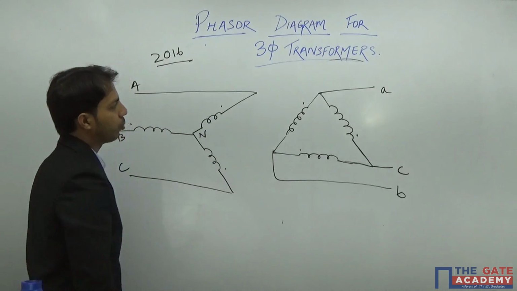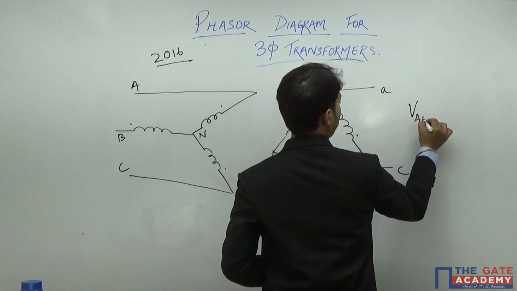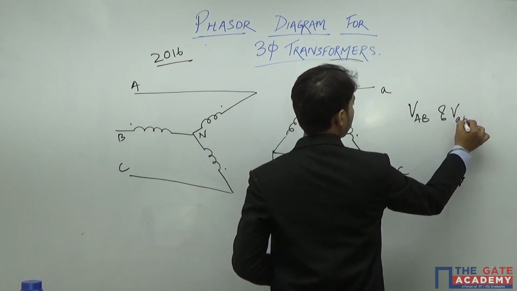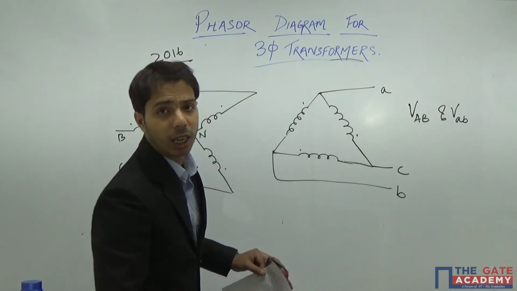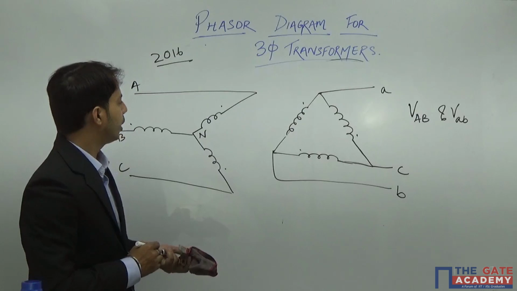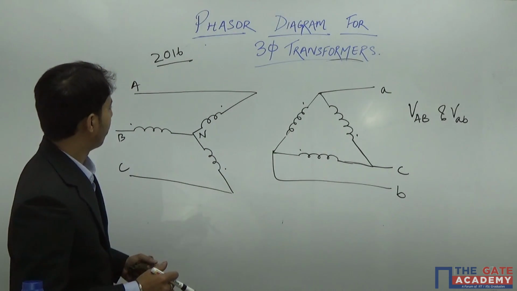And now the question is, what is the phase difference between V_AB and V_ab? That means the phase difference between the line voltages of primary and secondary. So you see, let us draw it.